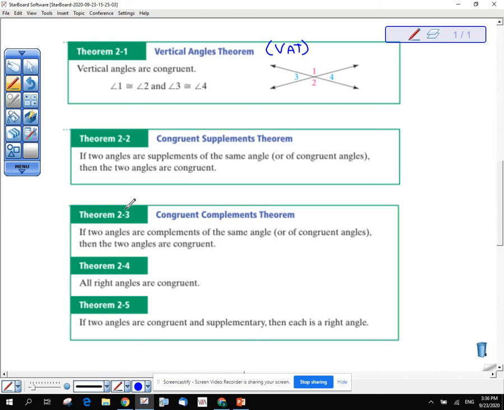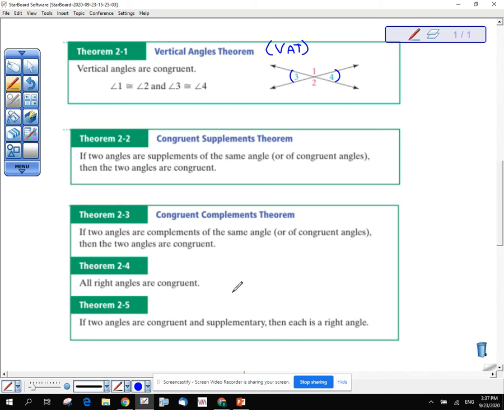The congruent supplements theorem says if two angles are supplements of the same angle or of congruent angles, then the two angles are congruent. Basically, if I can just use the diagram above, if this angle is supplementary with angle 2 and this angle is supplementary with angle 2, then angle 3 and angle 4 are congruent. That almost mimics exactly the vertical angles theorem that we just proved. Okay, so that should be an obvious one. Congruent complements theorem is the same thing, but with 90-degree angles. If two angles are complements of the same angle or of congruent angles, then the two angles are congruent.